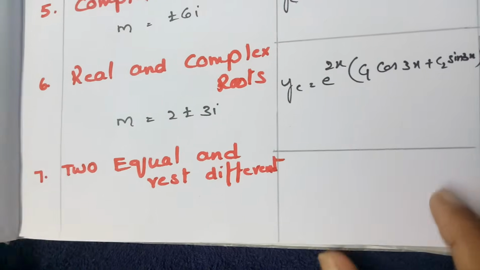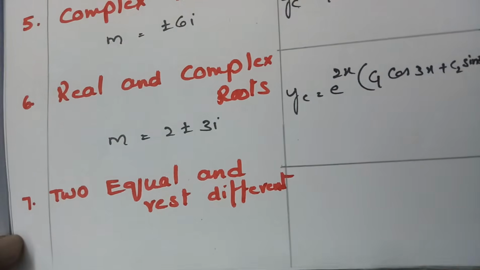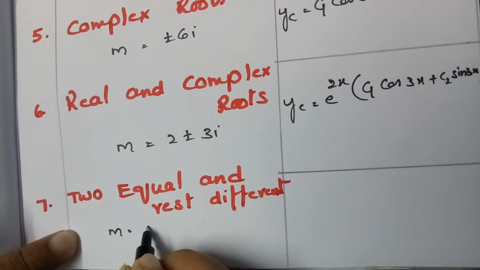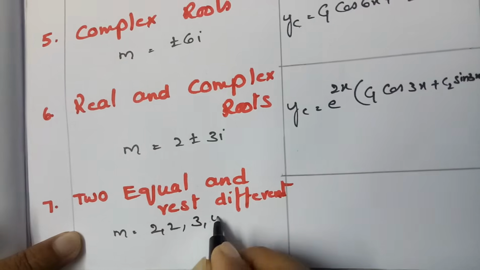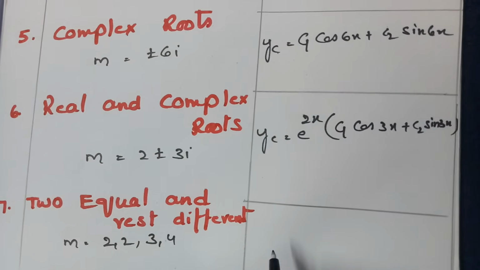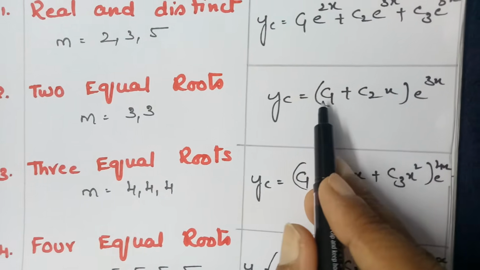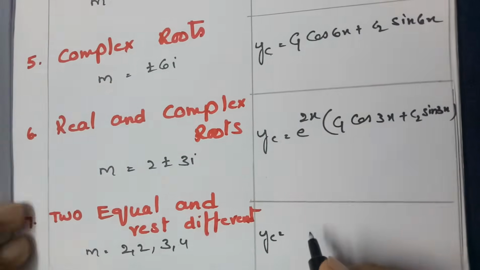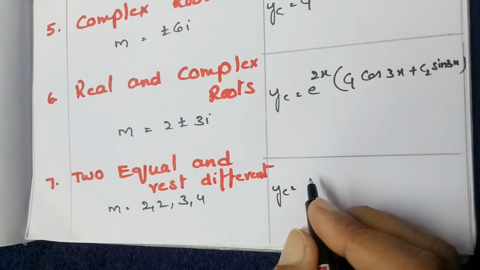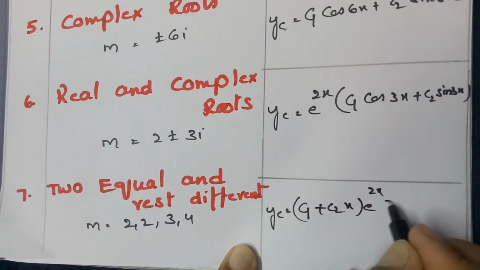See here, if I get two equal real roots and the rest are different, some 3, 4 if I take, how to write a complementary function? See yc, these two are equal. For two equal roots, how did I write? c1 plus c2x into e power that equal root. Like that I have to write for this also. For 2 I am writing c1 plus c2x into e power 2x plus.